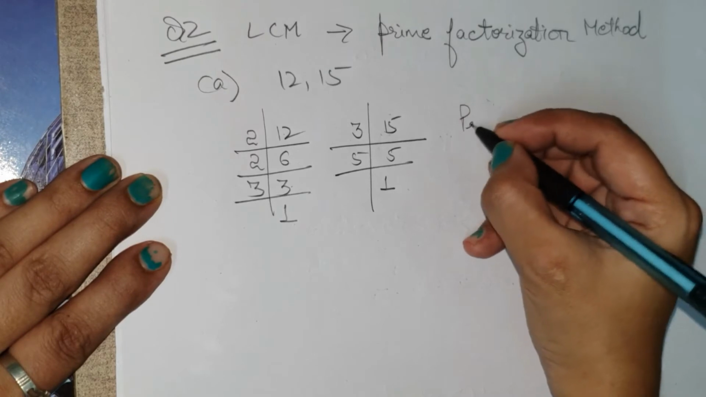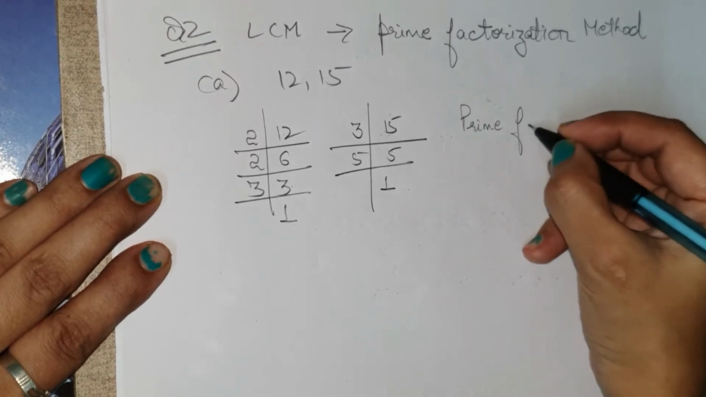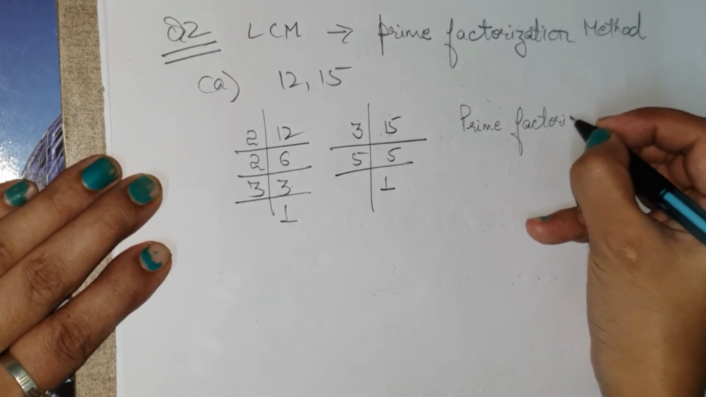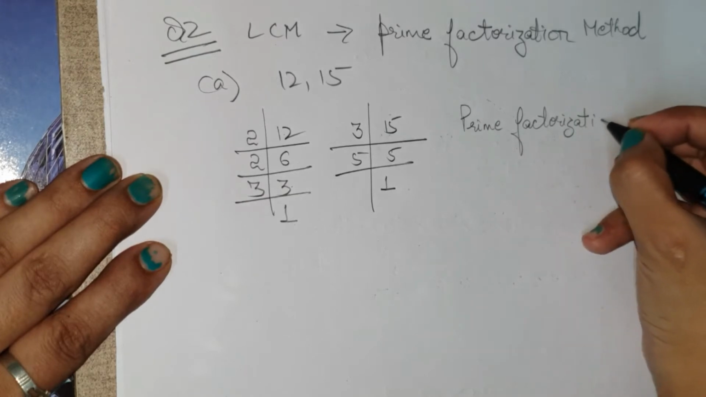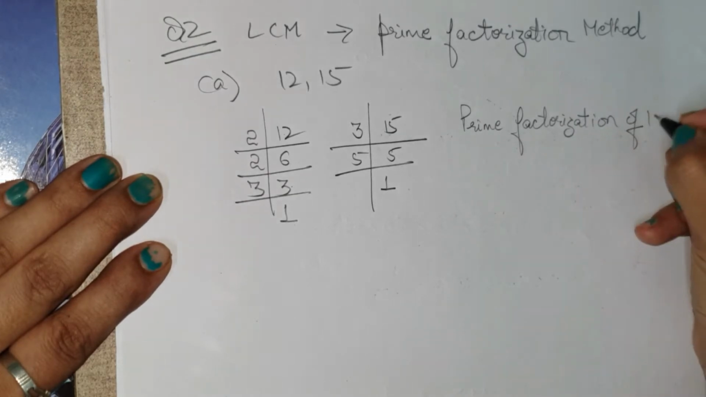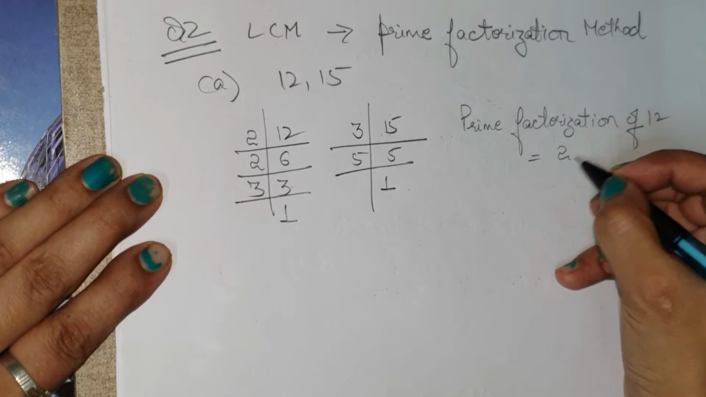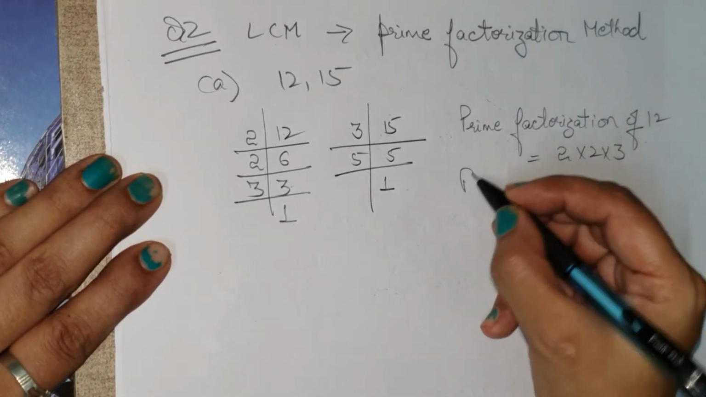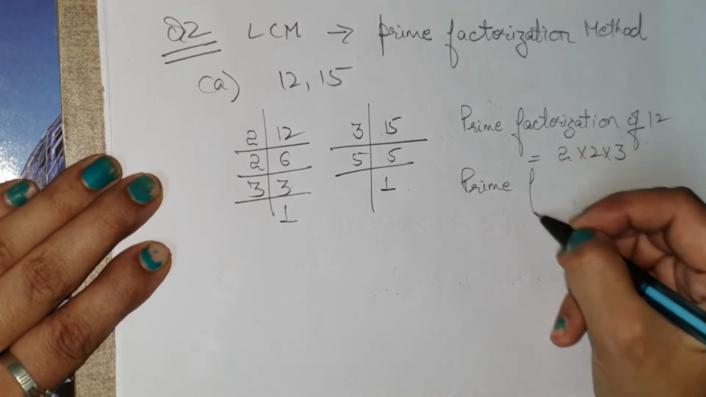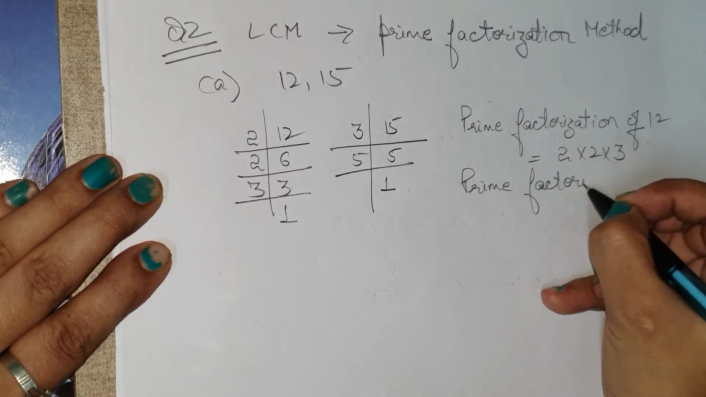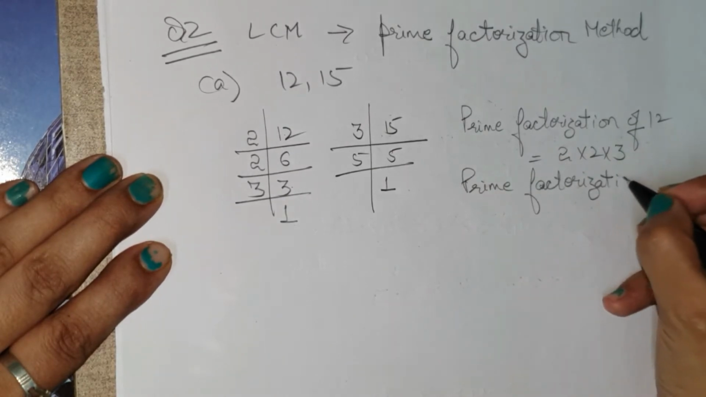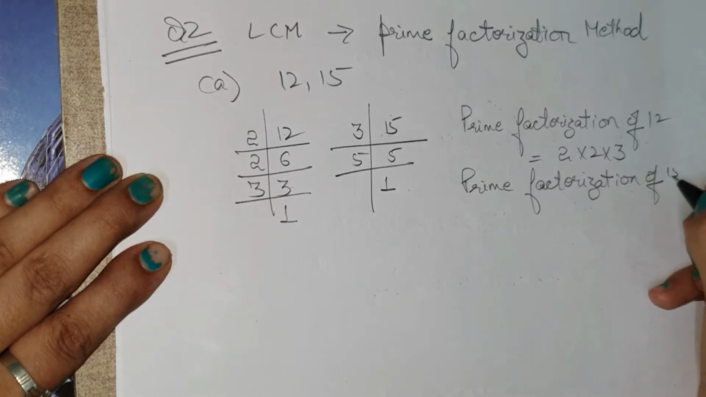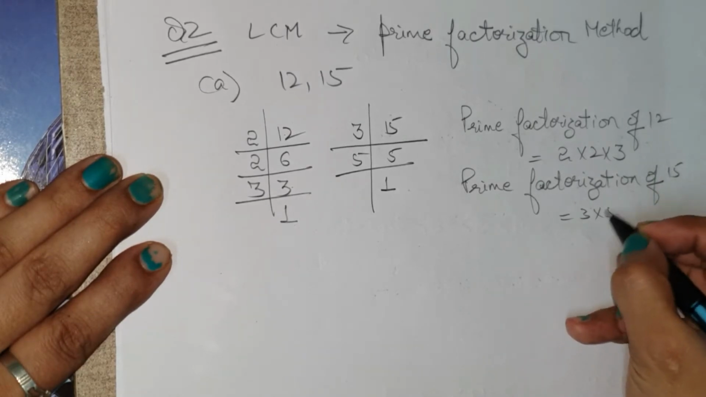Then here you will write prime factorization of 12 is equal to 2 into 2 into 3. This is the prime factorization of 12. Same way you will write prime factorization of 15 is equal to 3 into 5.